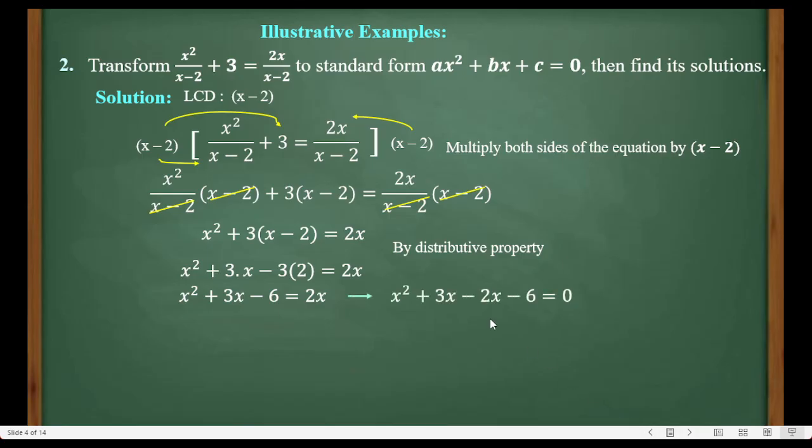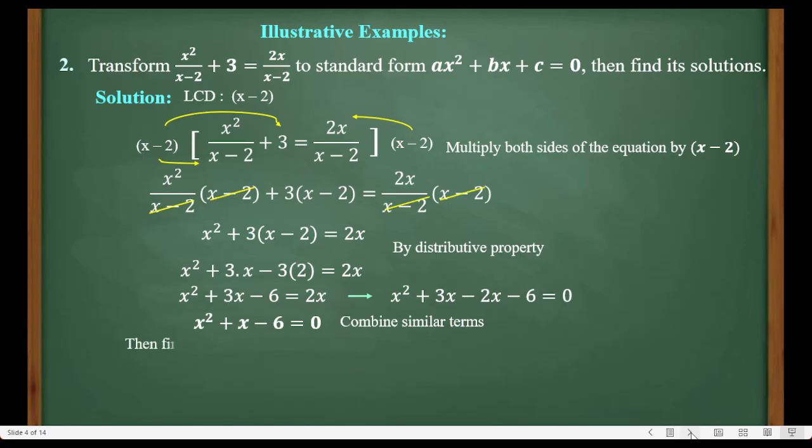Okay, so we inserted negative 2x between 3x and negative 6. And the left side has now 4 terms. And since there is nothing left on the right side, we will write the right side as 0. And 3x minus 2x can be combined since they are similar terms. So the resulting quadratic equation becomes x squared plus x minus 6 equals 0, which is now written in standard form.